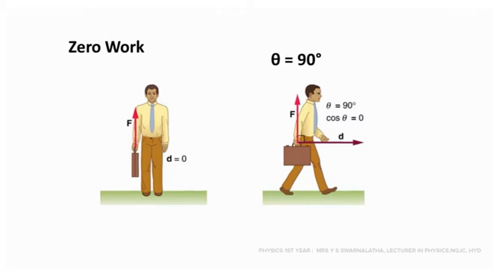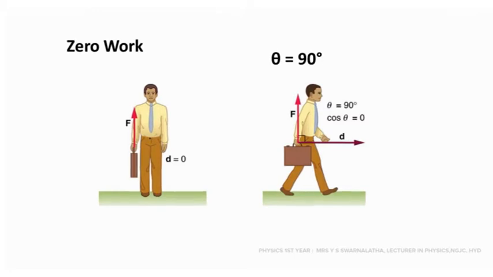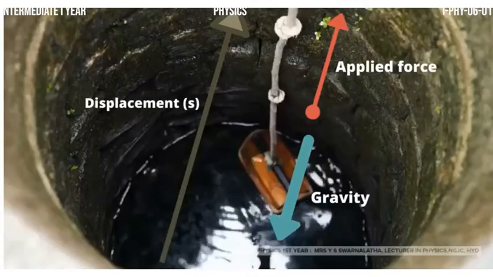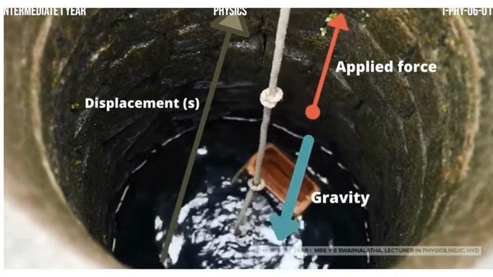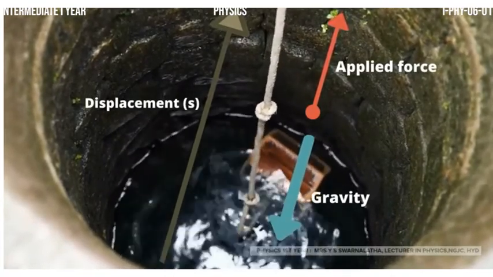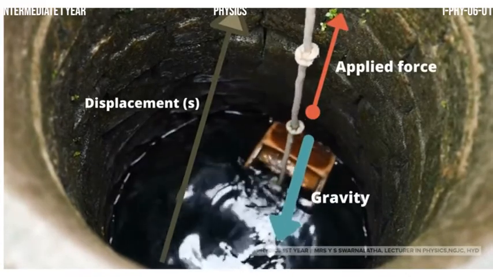If we observe in both cases the work done is 0. In first case, the man is holding a box and standing still and his displacement is 0. So work done is 0. And in second case, he is holding a box and moving forwards. The angle between force and displacement is 90 degrees. Cos 90 is 0. So work done here is 0. The work done by man in lifting a bucket out of a well by means of a rope tied to the bucket.